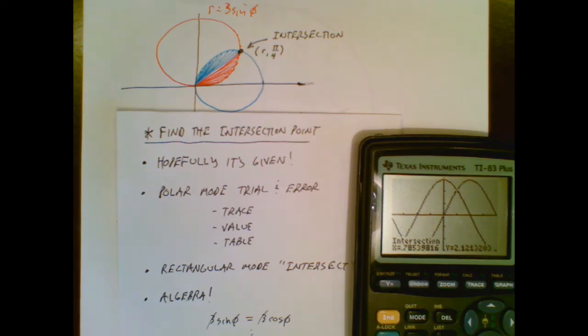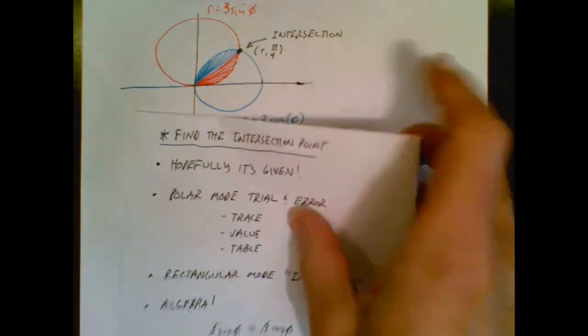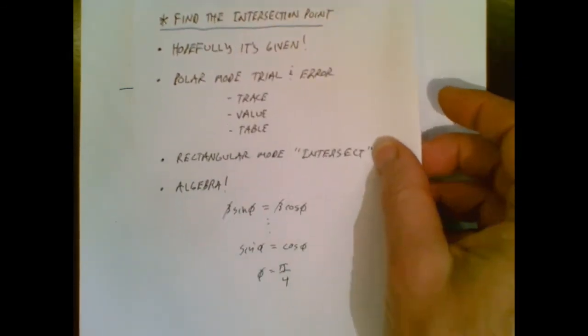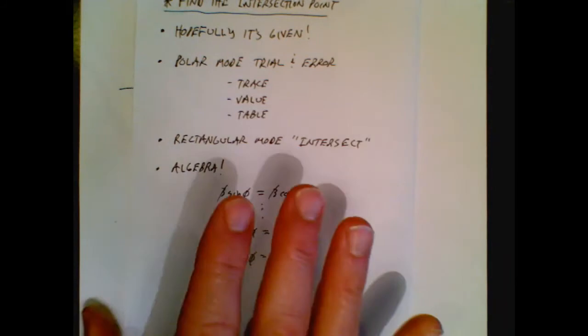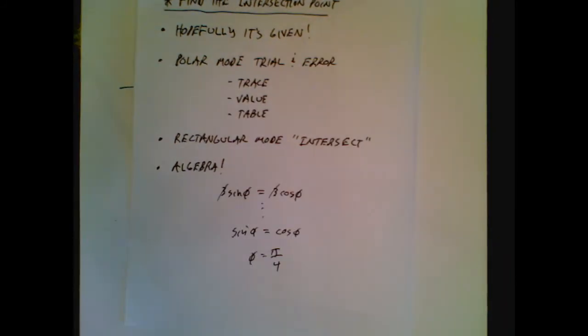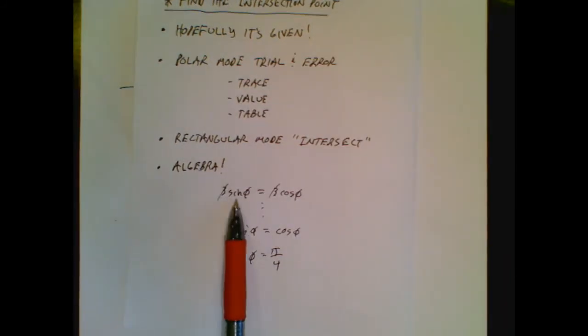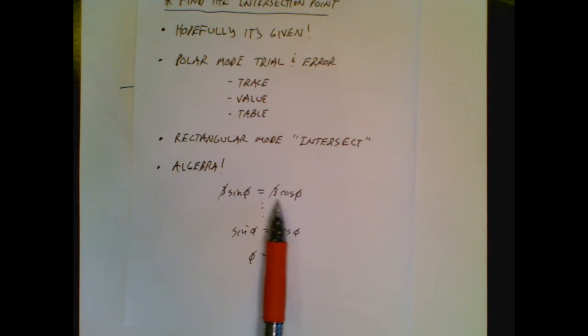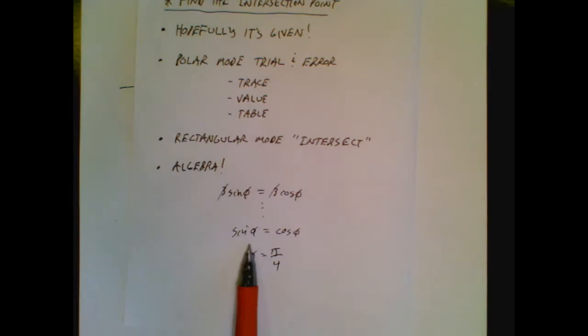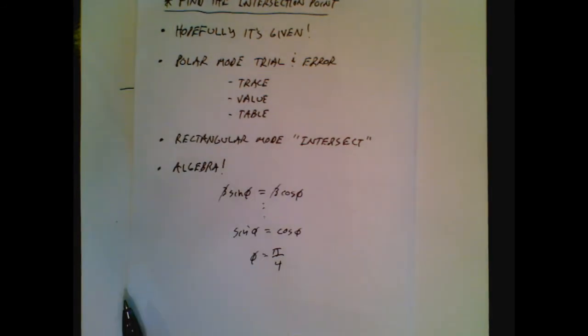And I'm going to give you one more option. Let's say it was not a calculator problem. You could use algebra. So in this case, I'm saying, when does 3 sine theta equal 3 cosine theta? Because that shows the two curves intersecting. Reduce the 3's. When does sine theta equal cosine theta?